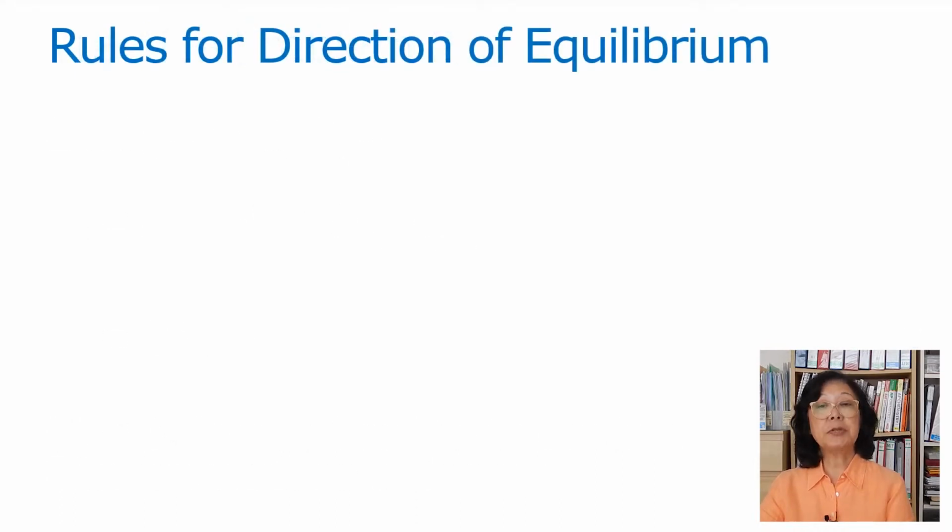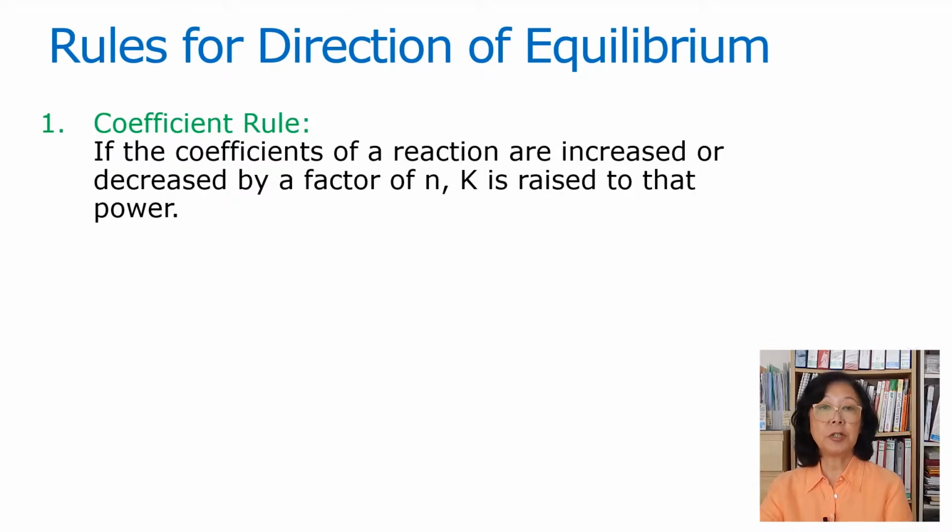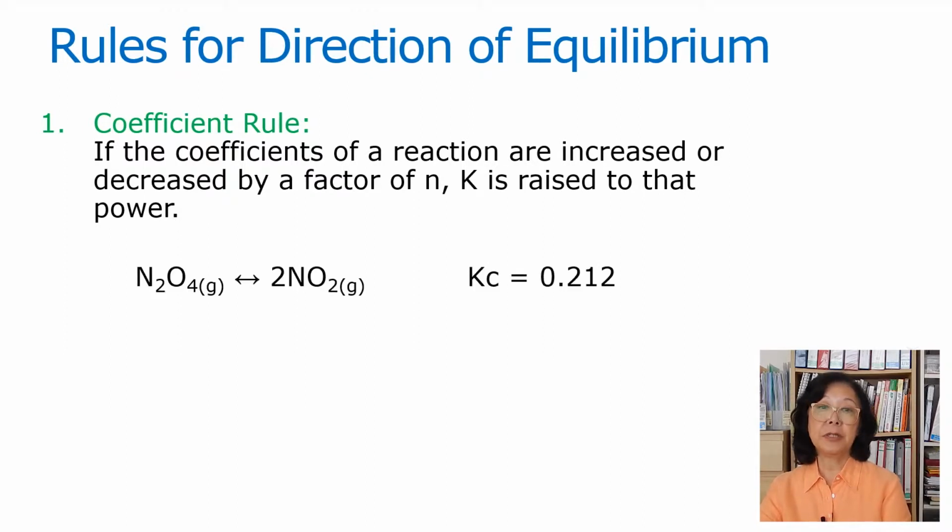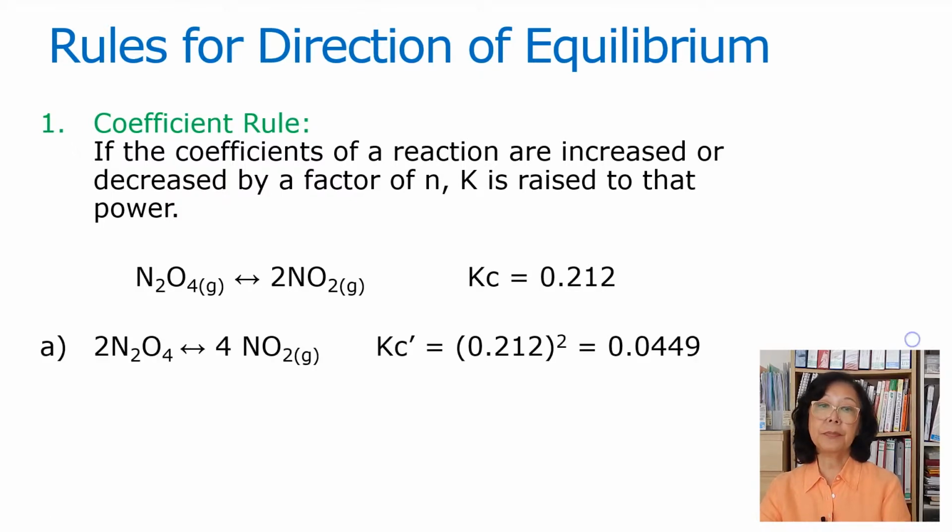There are a set of rules when we manipulate the chemical equation, and that will change the value of the equilibrium constant. The first rule is called the coefficient rule. If the coefficients in the equation are increased or decreased by a factor of n, then K is raised to that power. For example, N2O4 converted into NO2, the equilibrium constant is 0.212.